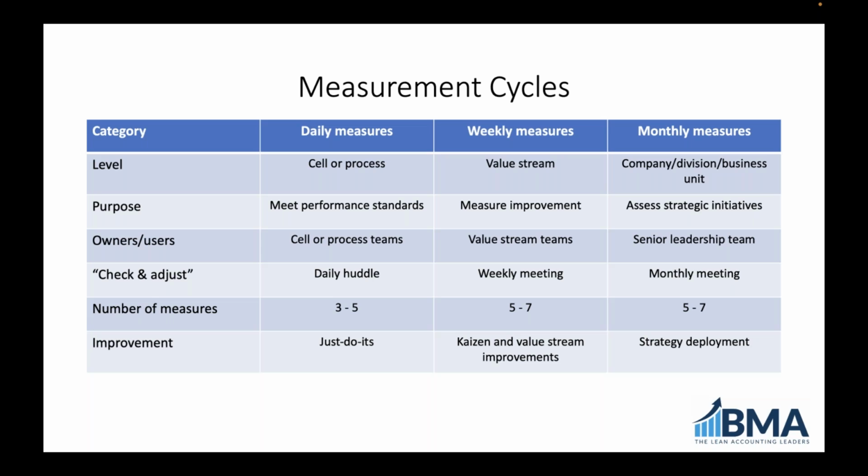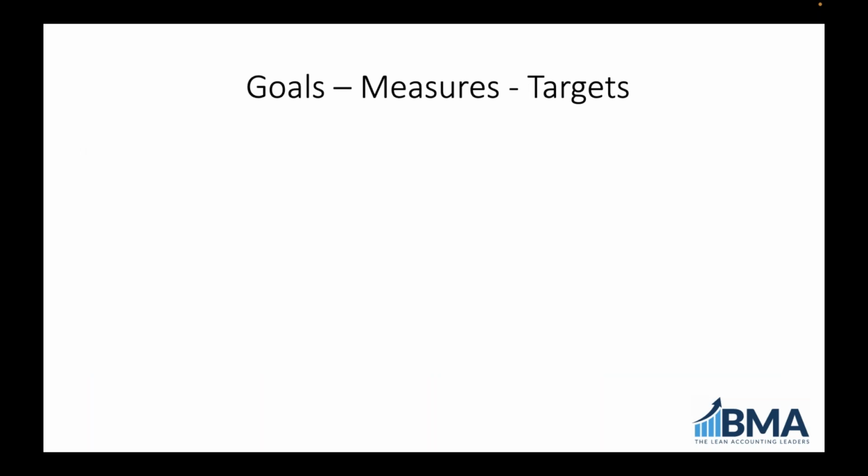The weekly value stream measures, measuring improvement, are going to be driving Kaizen events, smaller value stream improvement events. And your strategic measures are really measuring the overall strategy deployment process. You have the initiatives, and then, are these initiatives being cascaded down in the organization, and what progress is being made? There are variations on this depending on the company and depending on the process, which we talked about earlier.